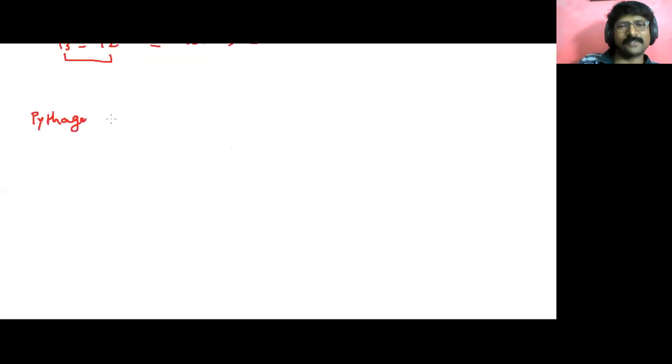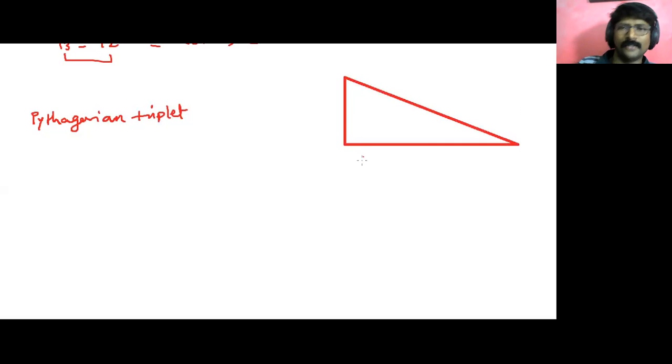Pythagorean triplet. By the way, this is not this topic, but I just remembered, so I'm mentioning it to you. What is this Pythagorean triplet? In any right angle triangle, if you choose the sides, suppose this is 3, this is 4, then this is 5. It has to be this way. This is called a Pythagorean triplet.